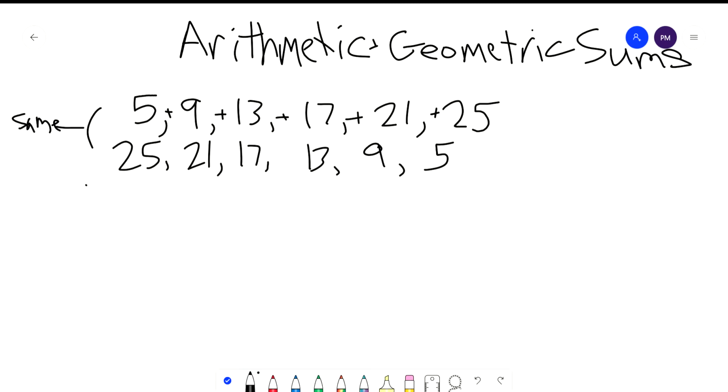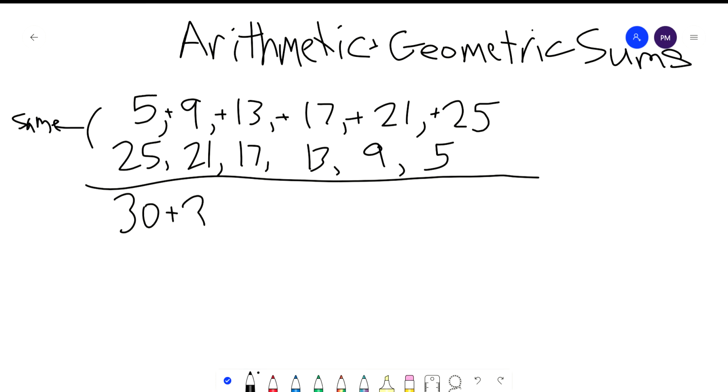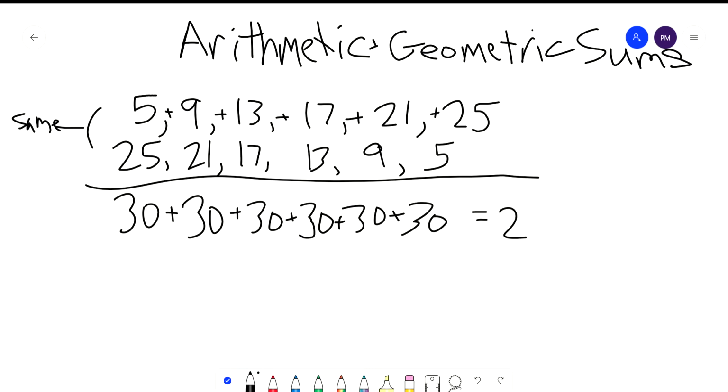Okay, so now let's just take the sum of each pair, vertically. So basically, 5 plus 25 is 30, 9 plus 21 is 30, 13 plus 17 is 30, 17 plus 13 is 30, and so on. So these two are also 30. And this equals 2 times the sum that we want to find.